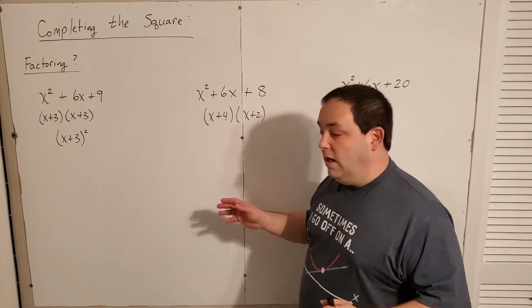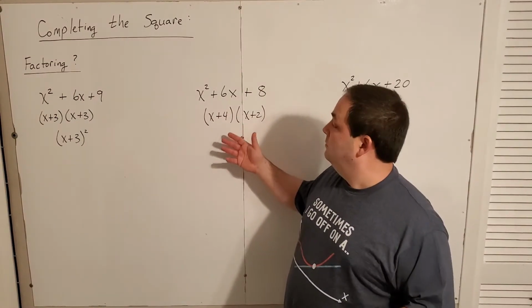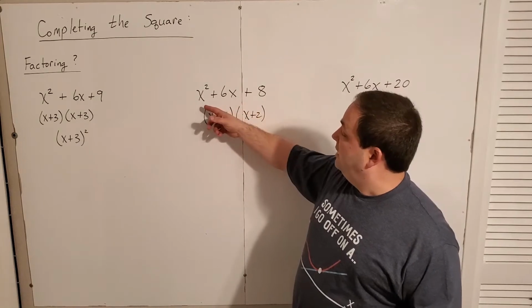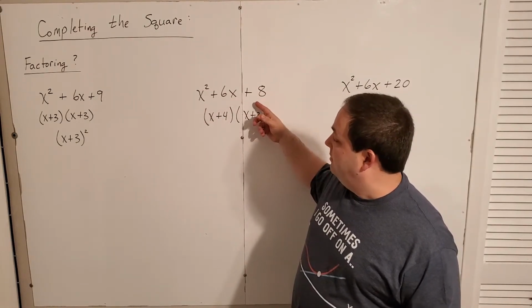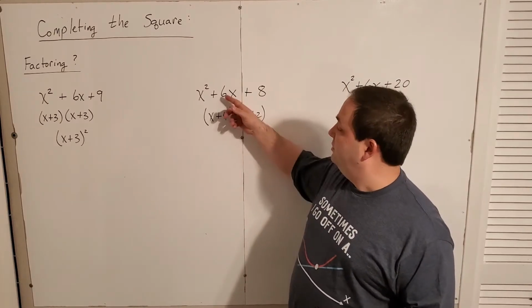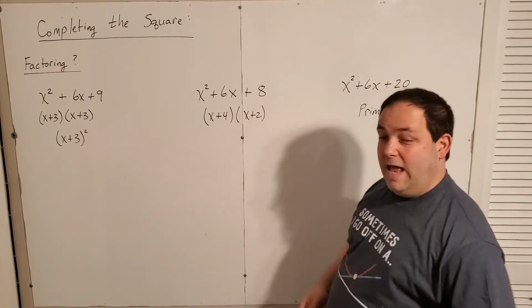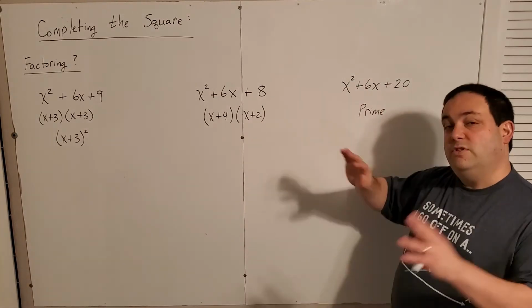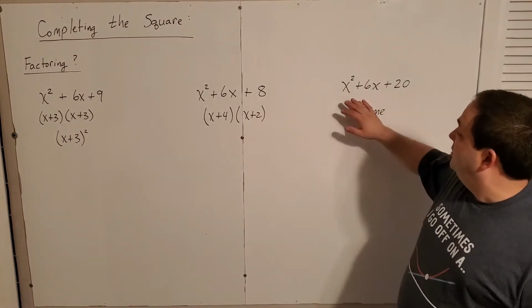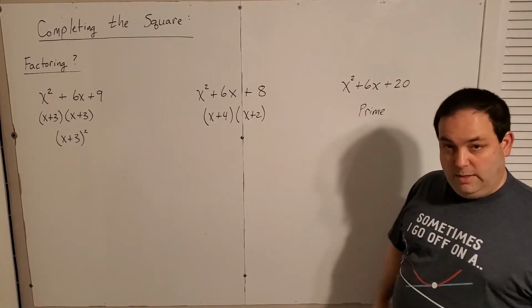You can have the kind of quadratic trinomials that just factor, like for example here, x squared plus 6x plus 8 is x plus 4 times x plus 2, because 4 plus 2 is 6 and 4 times 2 is 8. And then lastly, you can also have the ones that are flat out just not factorable at all, and that's because there are not two numbers that add to 6 and multiply to 20, for example.